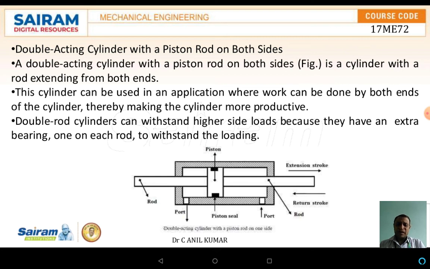In the case of the extension stroke, if the pressure is applied from the port, the piston will start moving from left to right. In the case of the return stroke, the pressure is applied from the other port. Once the pressure is applied, the return stroke takes place, moving from right to left. As the double acting cylinder has a piston rod on both the sides, the actuation can be done very easily, and the efficiency of these systems is higher when compared to the single acting cylinder, or a piston with only a one-sided rod.